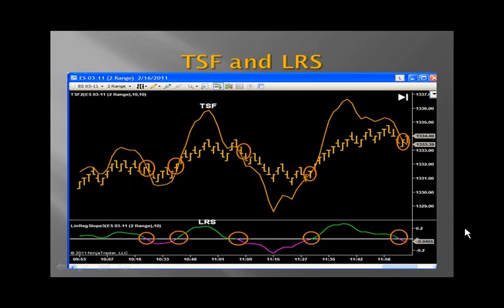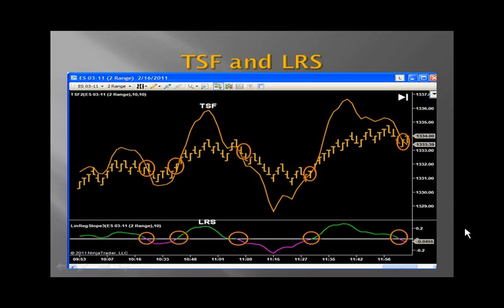I've also added the linear regression slope to this slide, and notice how when the linear regression slope crosses above its zero line, that is exactly the point that the time series forecast crosses above the equity. When the LRS crosses below its zero line, again, that's exactly the same point that the TSF crosses below the equity. So in effect, what the LRS does, it flattens the equity into a straight line.